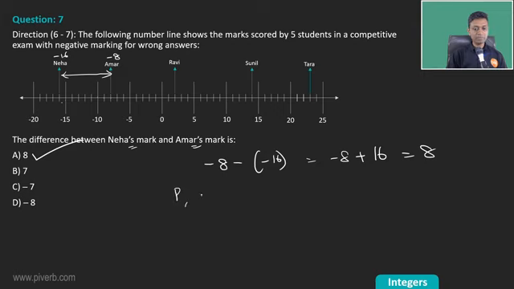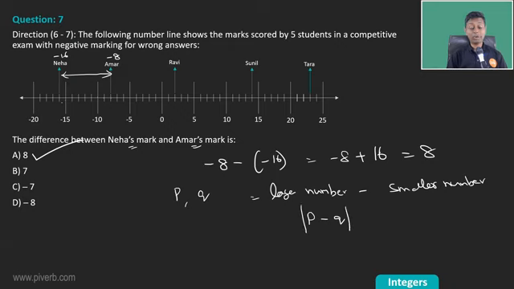Difference between P and Q is larger number minus smaller number. Fine. So, or you can say it is P minus Q, but modulus of P minus Q. Absolute value of P minus Q. You've heard of that idea. Absolute value of P minus Q is the difference between P and Q.